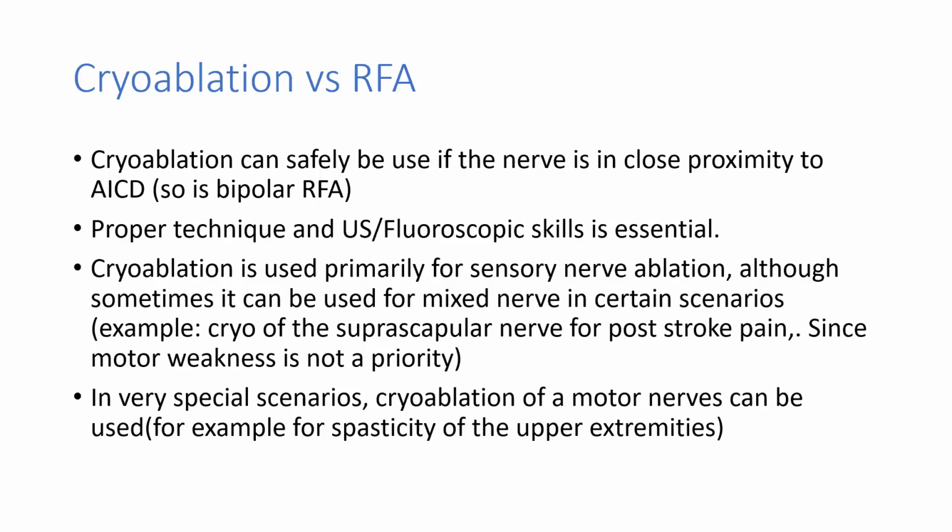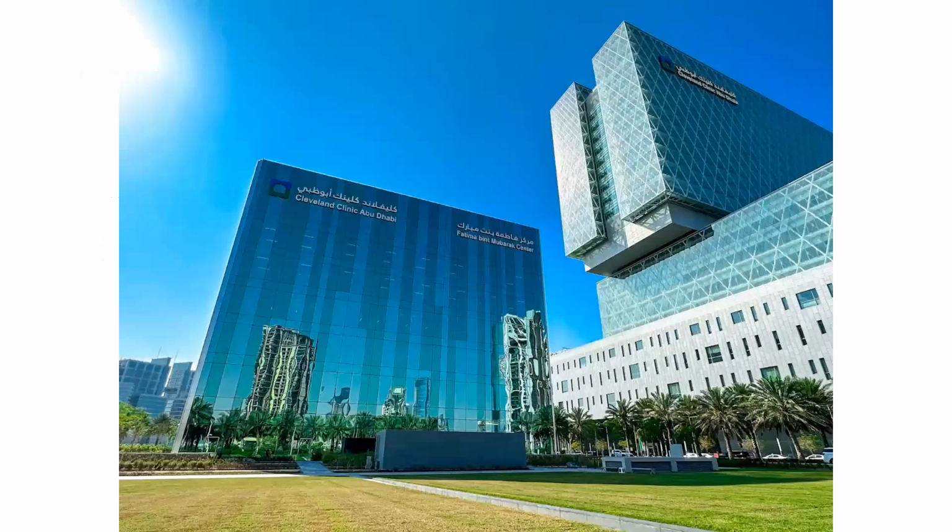Cryoablation is used primarily for sensory nerve ablation, although sometimes it can be used for mixed nerves in certain scenarios, as I said, the suprascapular for post-stroke pain. In very special scenarios, cryoablation of a motor nerve can be used. This has been described in a few centers when you actually target the motor nerve for patients with spasticity like cerebral palsy, and you cryo those motor branches to relieve the spasticity. So there are a lot of out-of-the-box uses that can be promising in this field. And this is a picture of our hospital, and thank you, everyone.